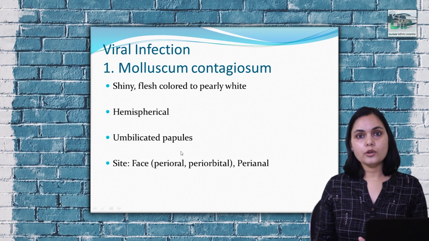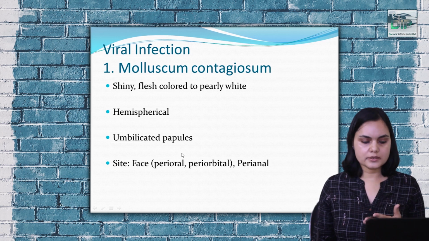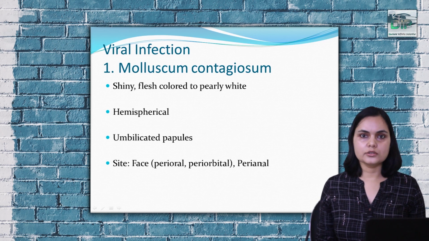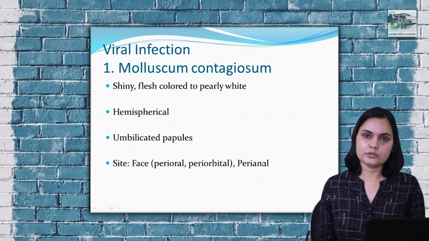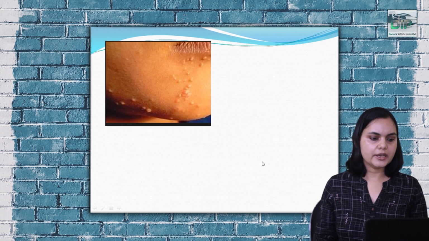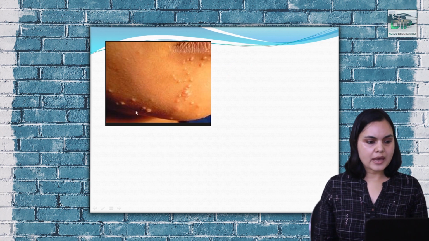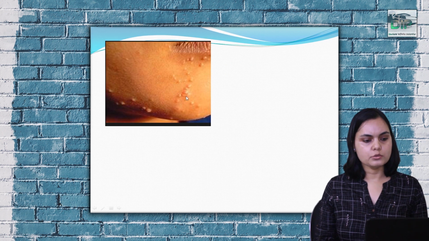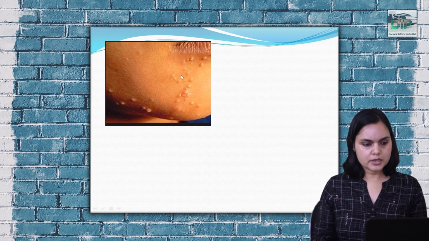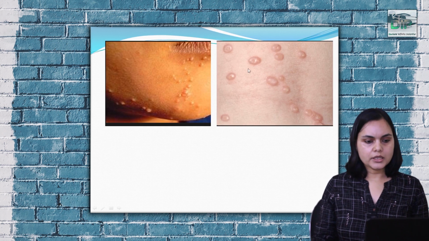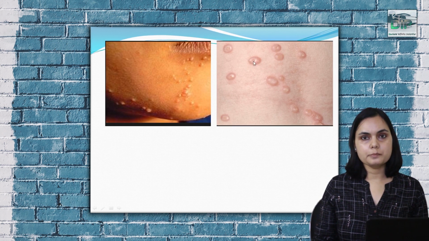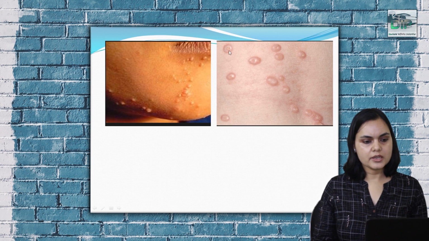In the face, periorificial areas like perioral and periorbital sites are most commonly involved. Similarly, the perianal area is also another common site of involvement by molluscum contagiosum. Here we can appreciate multiple skin-colored to whitish papules, like in this area just below the oral cavity of the child. In a close-up view, we can appreciate central depression, central umbilication, like in this lesion also.